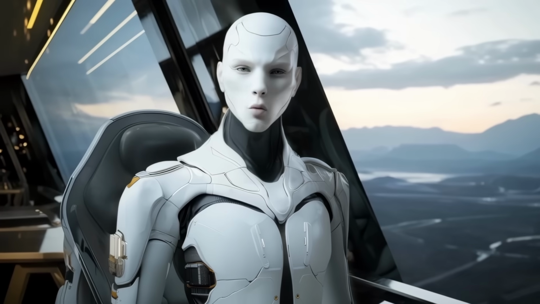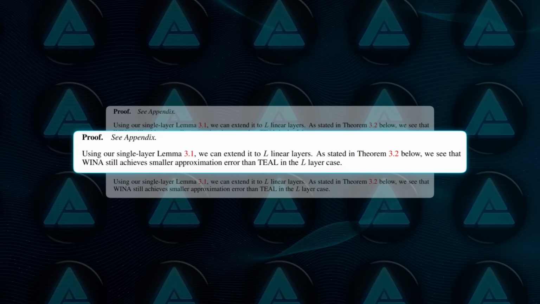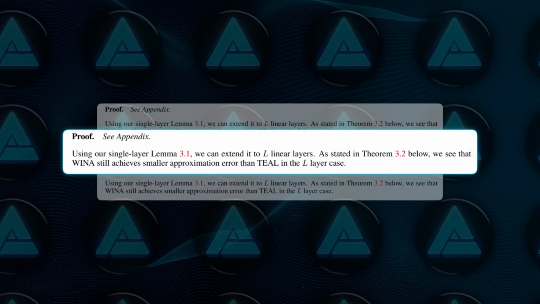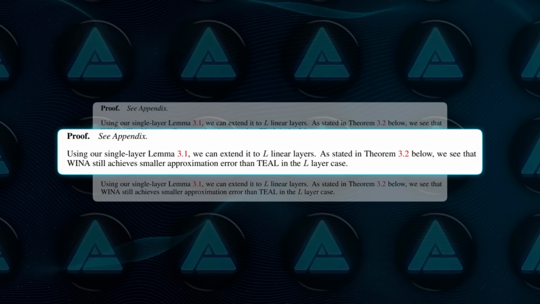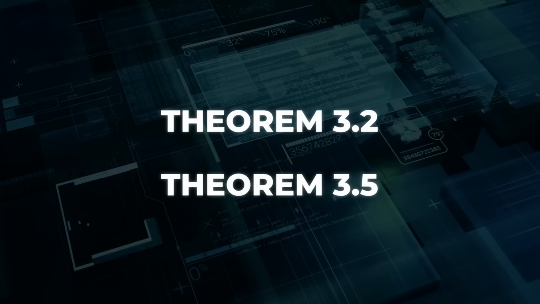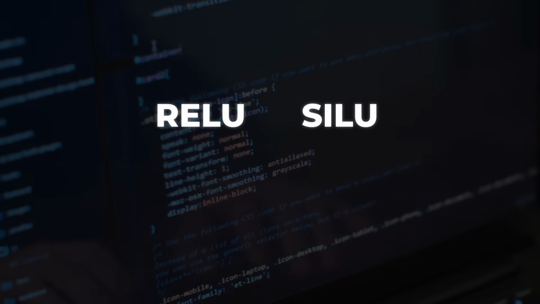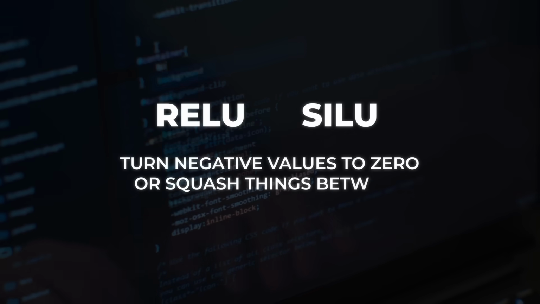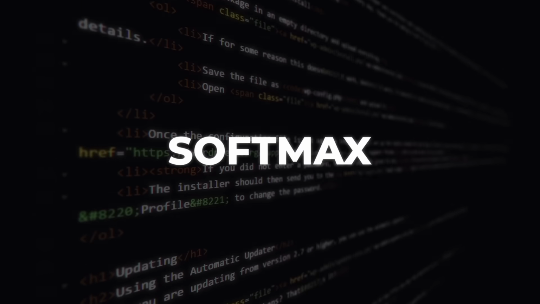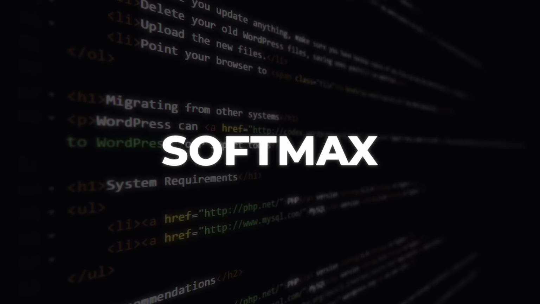The sticklers among you will want to see the math. It is all spelled out. Llama 3.1 shows that for a single layer with neat weights, WINA's error is never worse than TEAL's for the same number of surviving neurons. Theorems 3.2 and 3.5 extend that down the whole stack and even through activation functions like ReLU or SiLU, the common squiggles that turn negative values to zero or squash things between zero and one. They also flag that Softmax, which sits inside attention heads, behaves well enough for the proof to carry on.